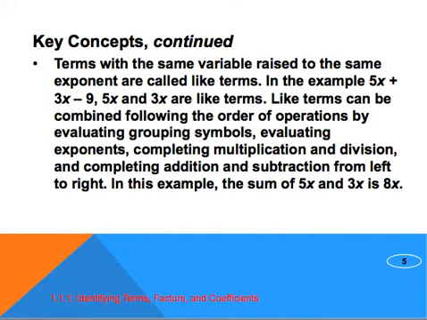So terms with the same variable raised to the same exponent are called like terms. I'm sure you remember that in 8th grade. So like terms, in the example of 5x plus 3x minus 9, 5x and 3x are like terms. Like terms can be combined following the order of operations by evaluating grouping symbols, evaluating exponents, completing multiplication and division, and completing addition and subtraction from left to right.